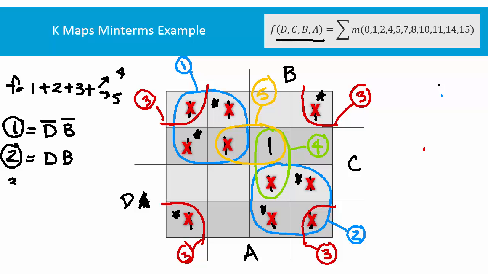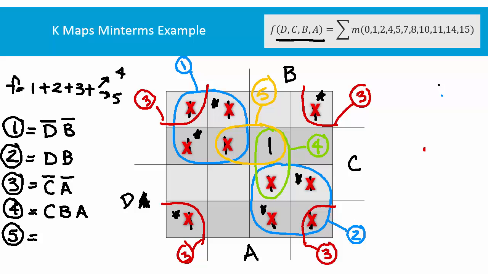Then group number 3, it's going to be C inverted, A inverted. And finally, group number 4 and group number 5. Each one of those has a different expression. Group number 4 would be C, B, A. And group number 5 would be D inverted, C, A. And this would be the solution of this problem. Again, this problem has two solutions. It's group number 1 plus 2 plus 3 plus either 4 or 5.